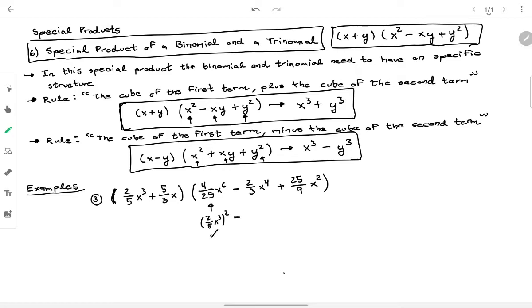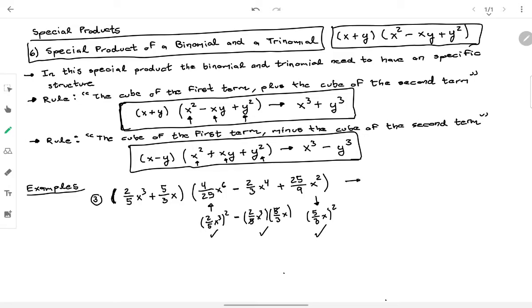The second term must be minus because on the first binomial it's positive. It's a multiplication of two terms, so it's x to the third multiplied by 5 thirds of x. 5 and 5 get simplified, it will be 2 thirds of x to the fourth, so it applies. And the other term must be the second term squared, so it will be 25 over 9 x squared, so it applies.